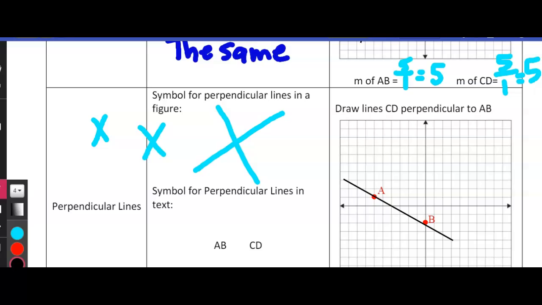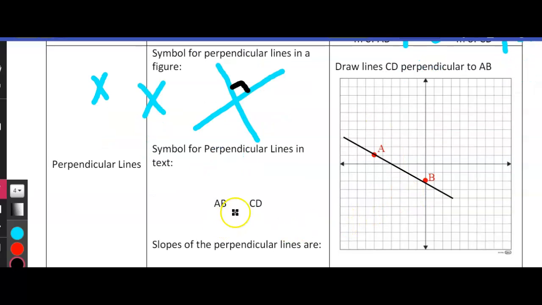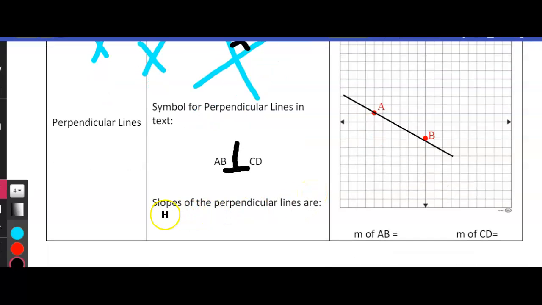So I'm going to undo that, and I'm just going to draw my little boxes. So all the little 90-degree boxes could fit inside. You don't have to draw all of them if you don't want to. It's kind of overkill. You can just draw one. And then when we're talking about text, you'll see line AB, line CD, and if I want to mark that they're perpendicular, I draw two lines that are intersecting or crossing, just kind of like that, like an upside down T.